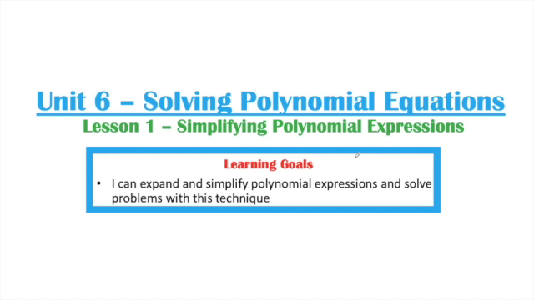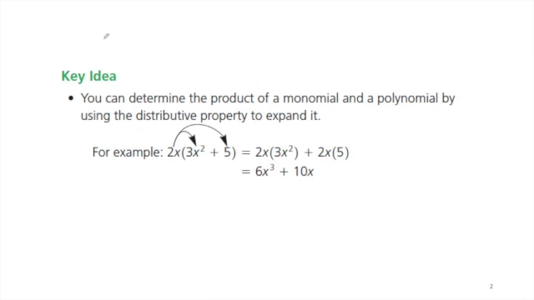This is hopefully not new to you. It is using the distributive property as your number one thing to help you solve problems today. Okay, so remember, here's your key idea. You can determine the product of a monomial and a polynomial by using the distributive property to expand it. So the key there, again, is your distributive property.